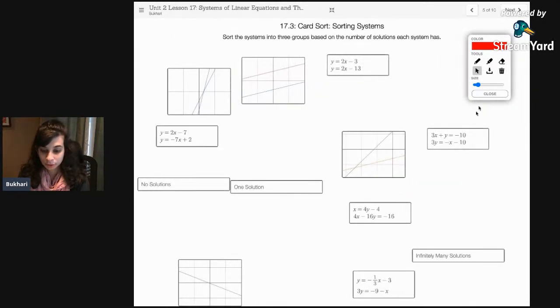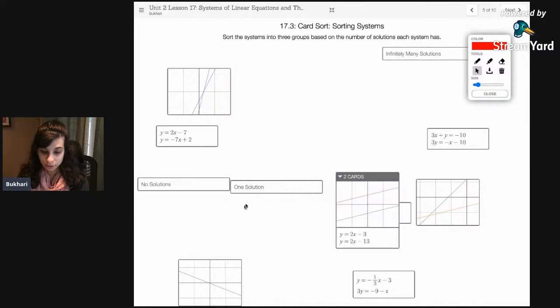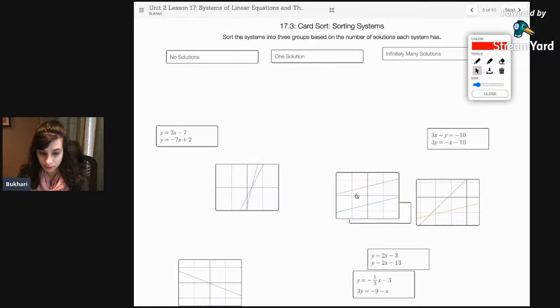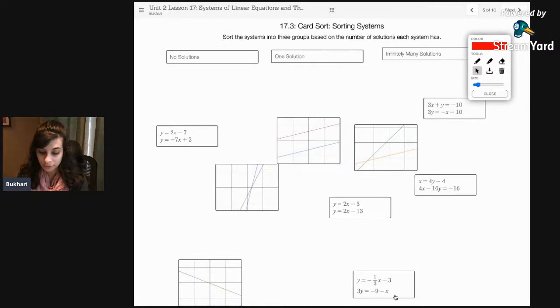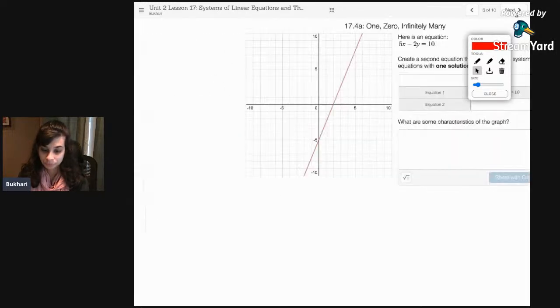In 17.3, you're practicing card sorts. Taking a look at the idea: if we have infinitely many solutions, if we have one solution, or if we have no solutions, what does the graph look like? What does an algebraic representation look like? And so sort both your graphs and your cards into whether it's no solution, one solution, or infinitely many.